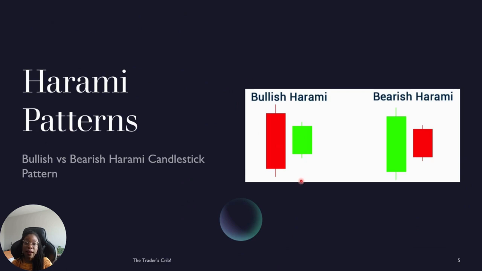The Harami pattern. Harami is Japanese for pregnant. So for all my mamas out there who understand what it's like to be pregnant, because I am a mother myself, this is what this means. So in this bullish pattern, you see that we have a long body candle with a short one, and the smaller candle is completely inside the longer one, including the wicks. That's the key with the Harami, right? Because if you're a mother, your baby doesn't have its arm sticking out the top or the bottom of you while it's inside of your womb, correct?